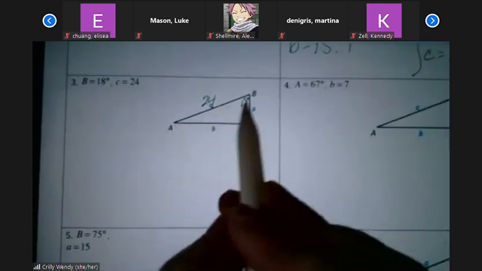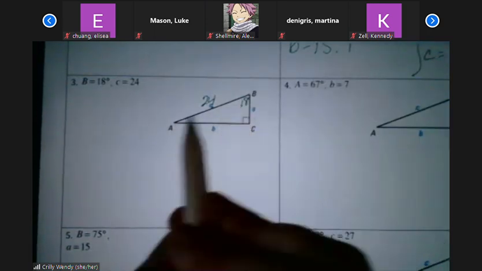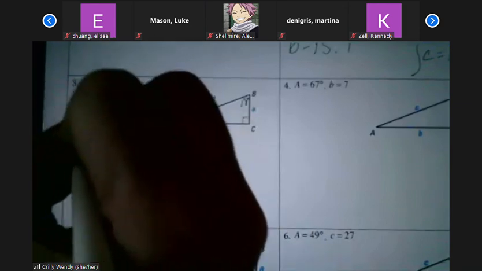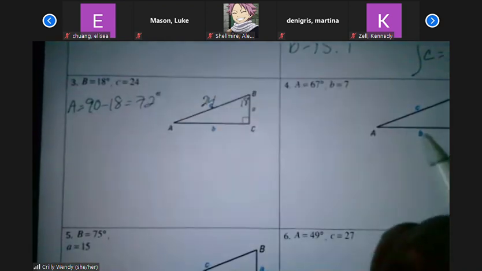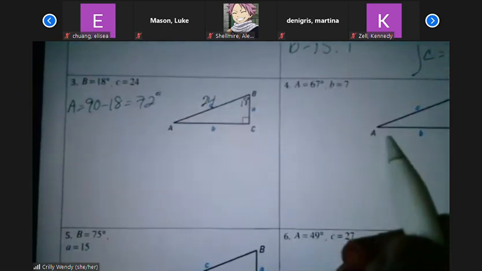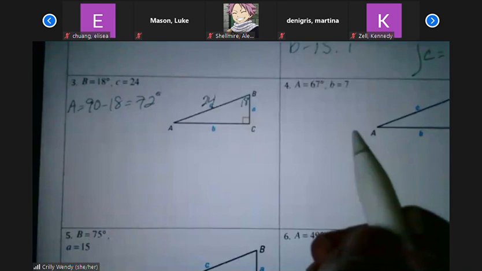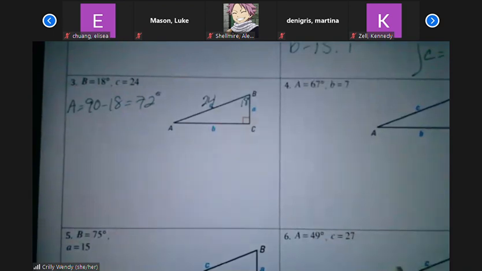All right, so again, to me, the easiest is the fact that if we have one angle, I just subtract that from 90. 90 minus 18 is 72 degrees. So obviously these are not drawn to scale. None of these are ever drawn to scale. You cannot tell me that angle B is bigger than angle A. Yes, I know that, but they're not drawn to scale. Okay, so don't ever worry about that.